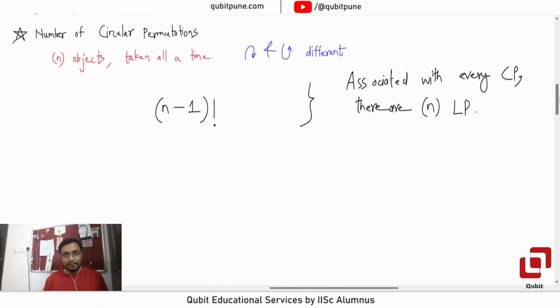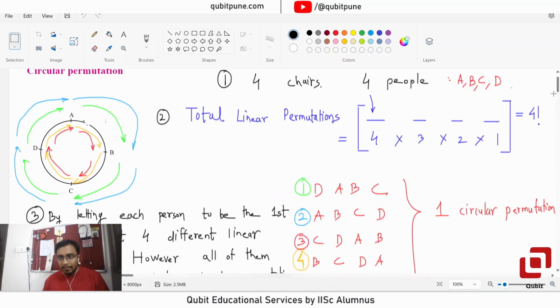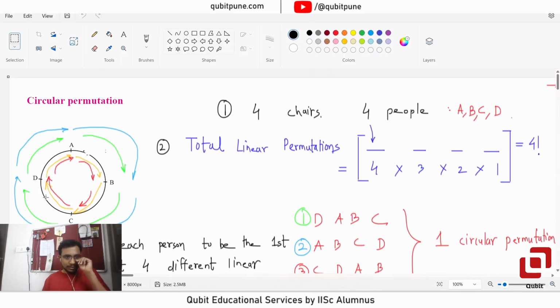Okay, good. So suppose we have 4 objects. Suppose there are 4 people, A, B, C, D, and there are 4 chairs available. Now we know that the total number of linear permutations will be 4P4 or 4 factorial, that is 24. Is it clear?